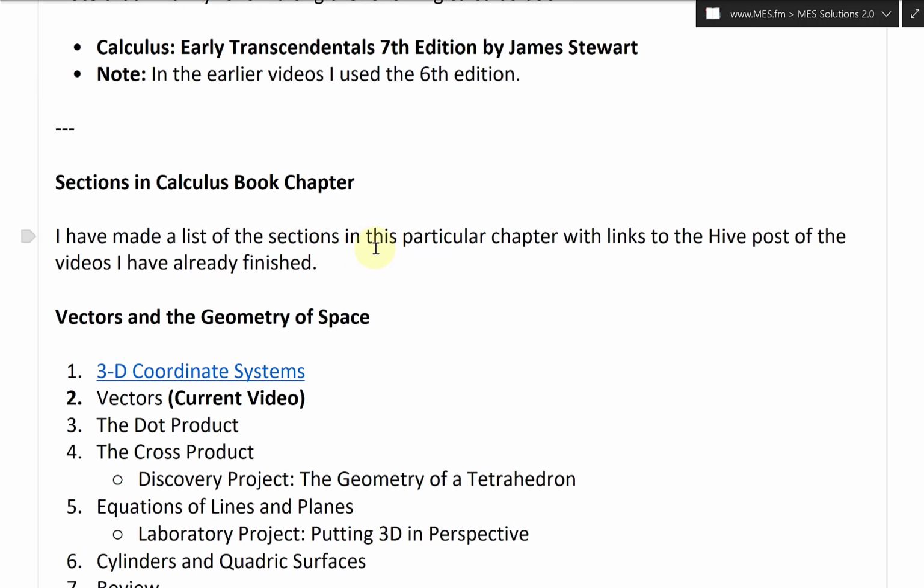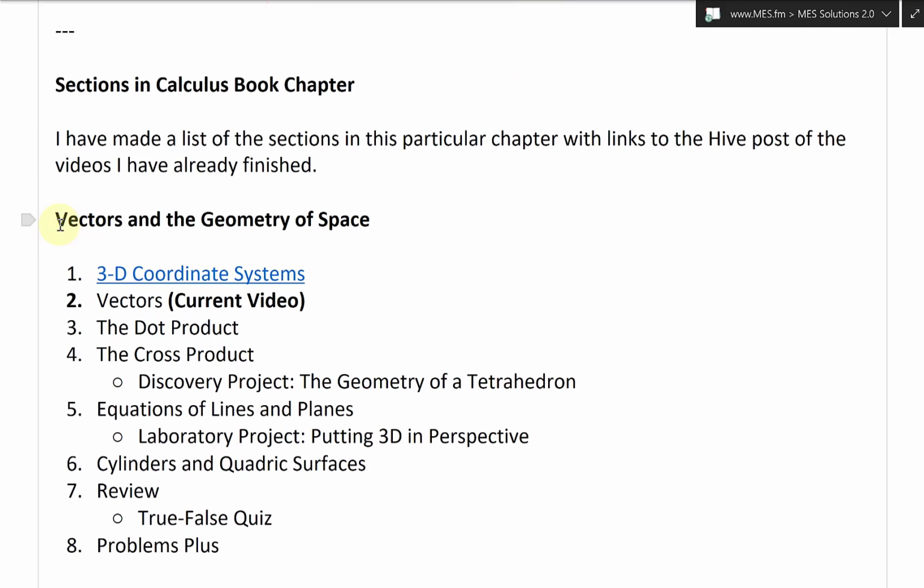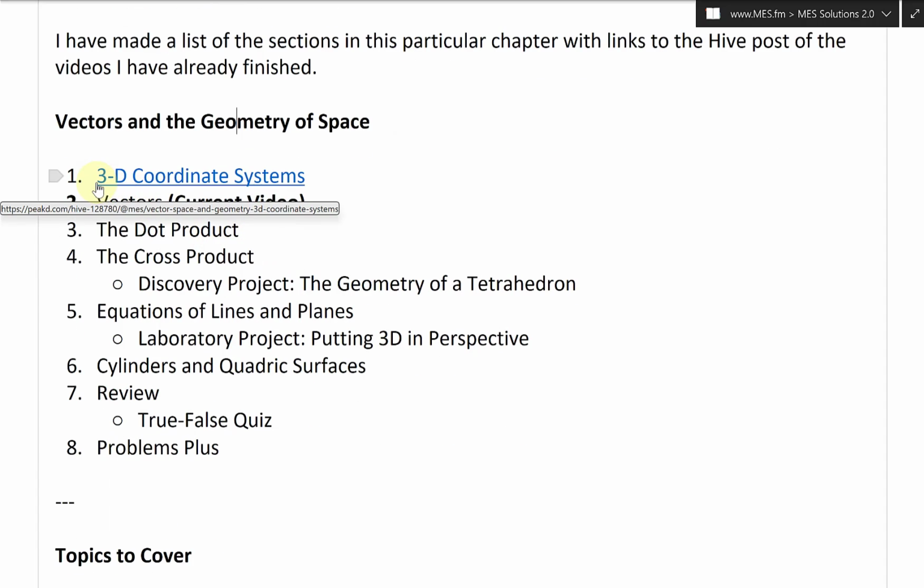So I've made a list of the sections in this particular chapter with links to the Hive post of the videos I've already finished. So this is the chapter we're currently on, vectors and the geometry of space. And then part 1 was 3D or three-dimensional coordinate systems, and there's a link to the video. I put the link to the Hive post. It includes YouTube links and all of the alternative links as well, including all the notes too. That's why I just like sharing the Hive post.